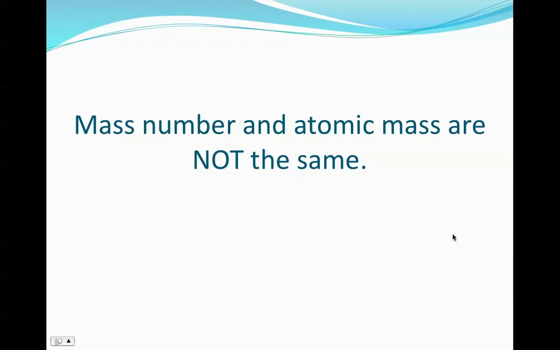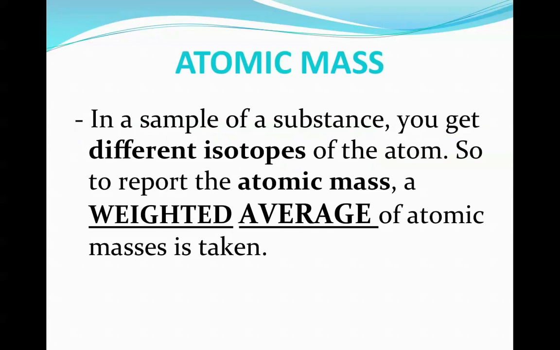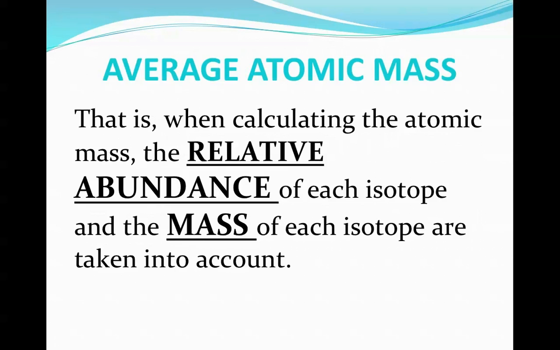So mass number and atomic mass are not the same. Up until this point, we've talked about the mass number, and that mass number is the number of protons and neutrons. However, the atomic mass is going to be a different type of calculation. In a sample of a substance, you get different isotopes of the atom. So to report the atomic mass, we take a weighted average of all the atomic masses. That is, when calculating the atomic mass, the relative abundance of each isotope and the mass of each isotope are taken into account. While each element has various isotopes, not all of them have the same abundance.